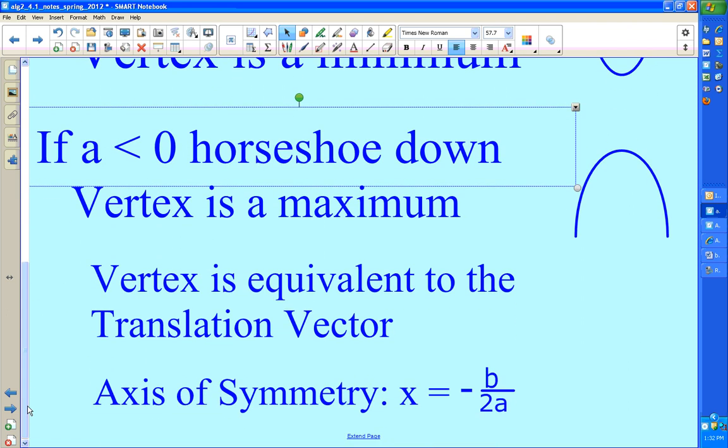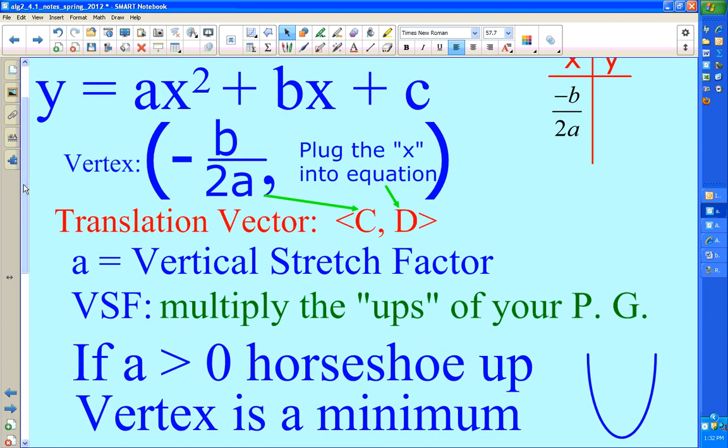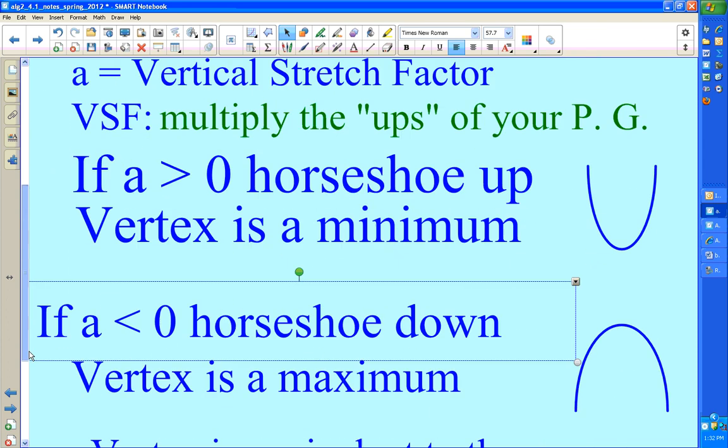The vertex, when you're opening down like a rainbow, is called the maximum point for the graph. It is the biggest y value you can get. Whereas on a smile, it's the lowest point on the graph. It's the smallest y, and it's called a minimum. The graph cannot go any lower than that point. It's at the bottom of the valley. Whereas on a maximum, it's at the top of the mountain. That's why they're called maximums. And the thing that is maximized or minimized is not the x, it's the y.